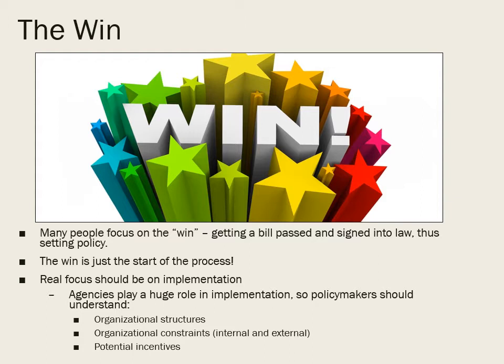So part of the issue with policy implementation is that a lot of people just focus on the win, and that's getting the bill signed into law. And while it's that law that sets policy, getting a law in place is really just the very start of the process. Implementing the policy is the real focus, both because it's necessary to carry out the policy and because so many things can go wrong at the implementation stage. And because it's agency bureaucracies that play a huge, pretty much outsized role in policy implementation, people who make policies in Congress and in state legislatures need to understand what organizational structures are going to help or hinder policy implementation, what organizational constraints, both internal and external, will create problems to effectively and efficiently implement policy, and also have to understand what potential incentives exist that will assist an agency in properly implementing policy. So you've got to know the carrots as well as the sticks.